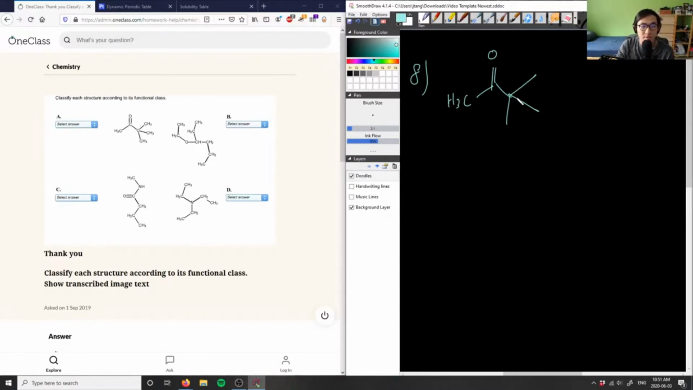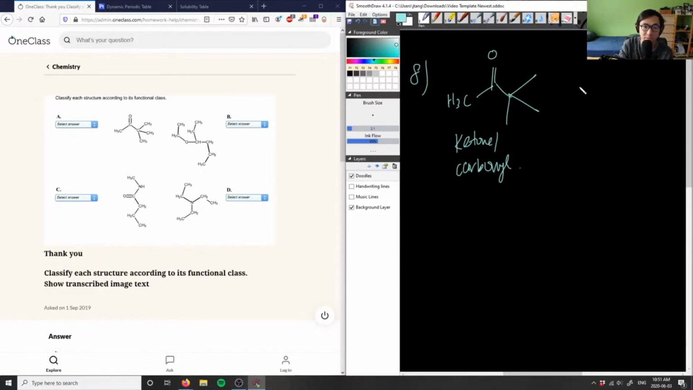It's asking us, okay, what is the functional class? Well, we have basically all alkanes except for the C double bond O. And as you can see, it's either an aldehyde or a ketone, right? An aldehyde would be a carbonyl group in the primary carbon, in the first carbon, in the beginning of the compound, and the ketone's in the middle of the compound. In this case it's in the middle of the compound, which means this here is a ketone. So it's a carbonyl group.